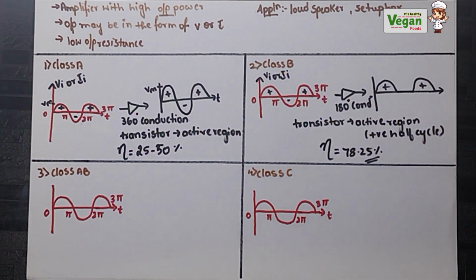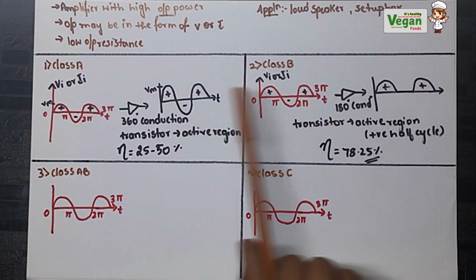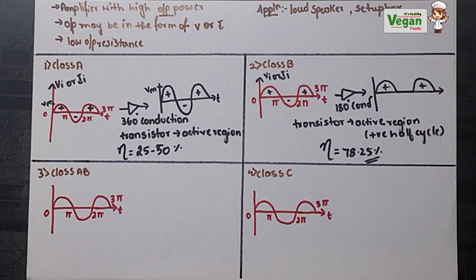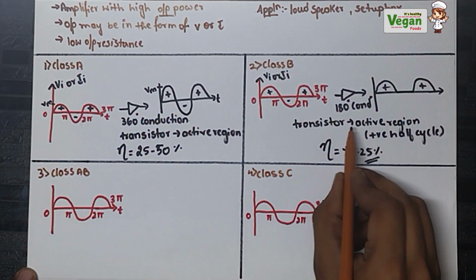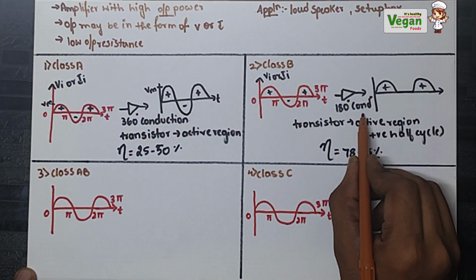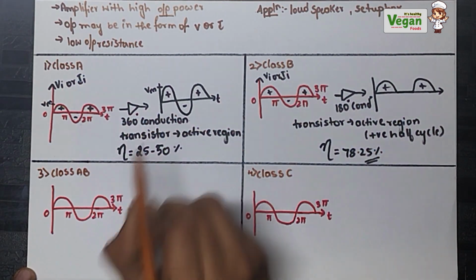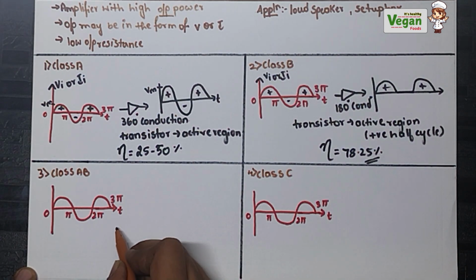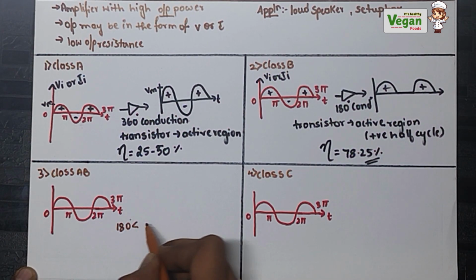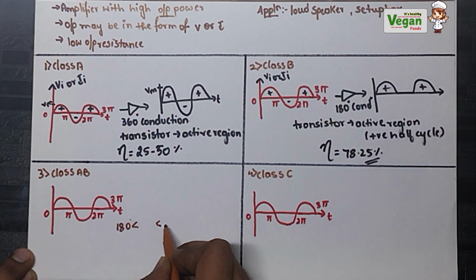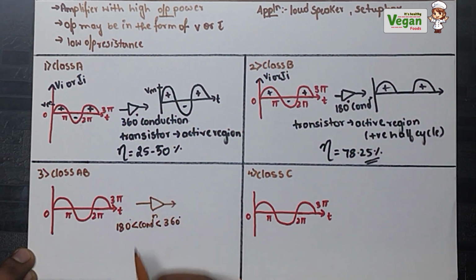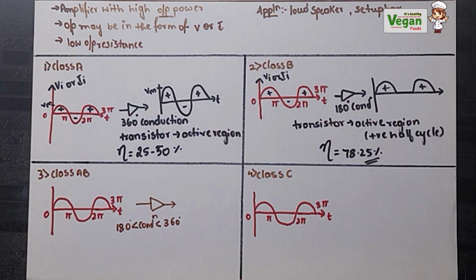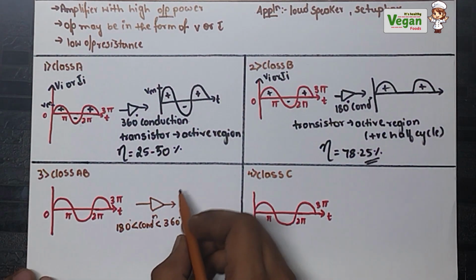Next, class AB amplifier. The class AB amplifier is the combination of class A and class B. That is, its conduction will be in between class A and class B. Class B conduction is 180 degrees, class A conduction is 360 degrees. In between means more than 180 degree conduction but less than 360 degree conduction. So the conduction of the class AB amplifier will be more than 180 degrees but less than 360 degrees.